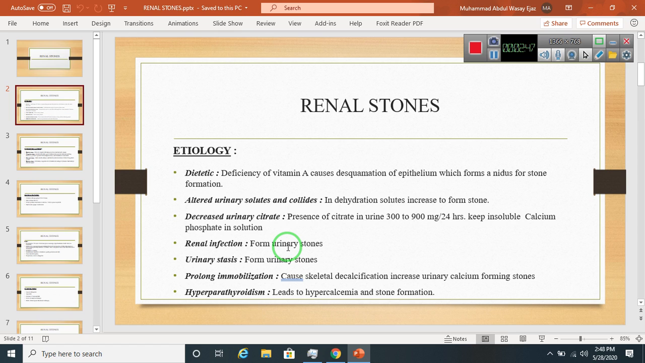Hyperparathyroidism leads to hypercalcemia and stone formation. In hyperparathyroidism, the calcium is getting out of the bones and comes into the blood, and from the blood when it goes into the kidneys, it forms stones over there, hypercalcemia.